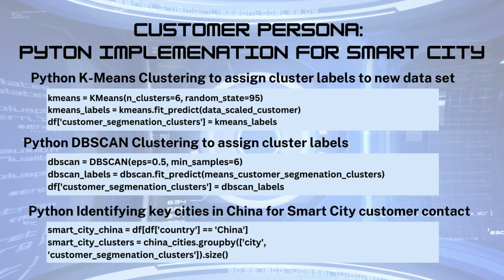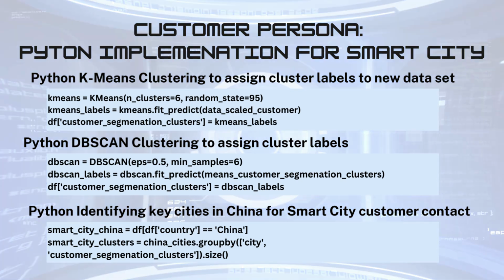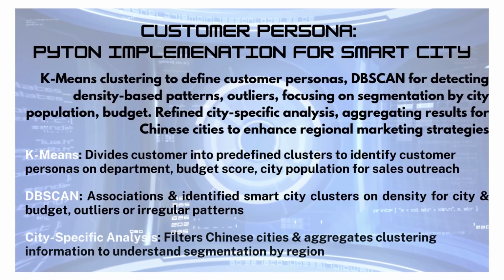So then the next step would be identifying key cities in the smart city data for contacts. Now that you have the data, you select by country and group by city based on the customer segmentation that you did in the code earlier, and this is what I did. So next step, here we go.